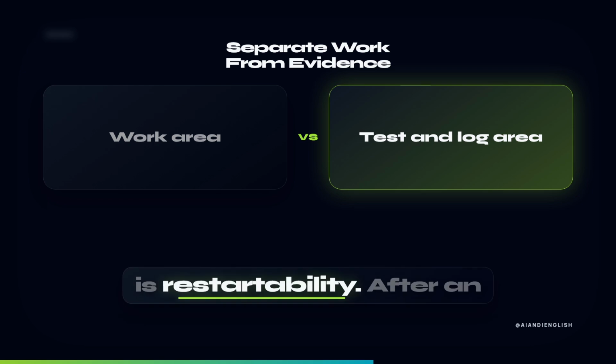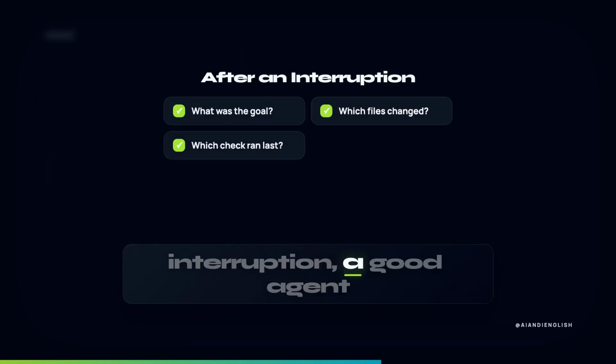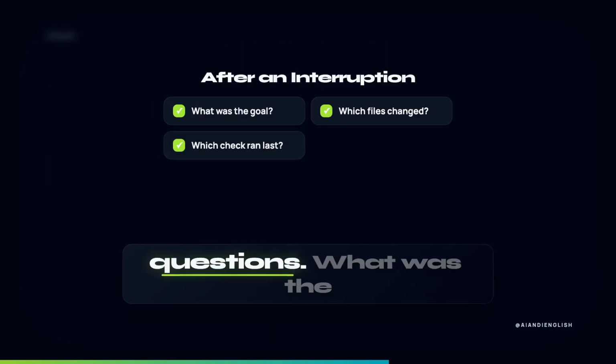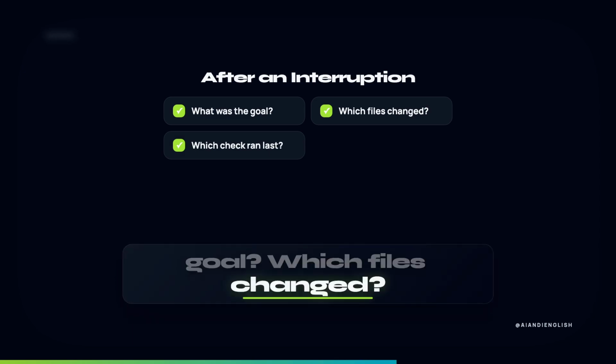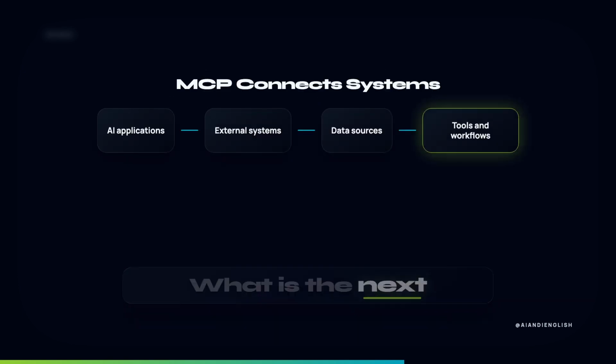The second step is restartability. After an interruption, a good agent session must answer these questions. What was the goal? Which files changed? Which check ran last? What is the next safe step?